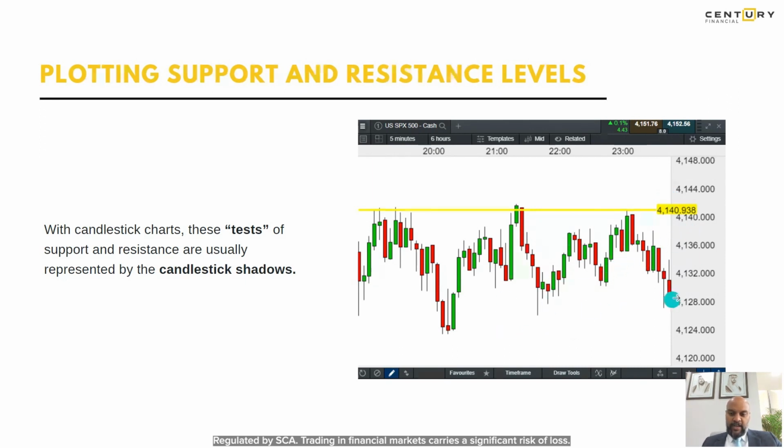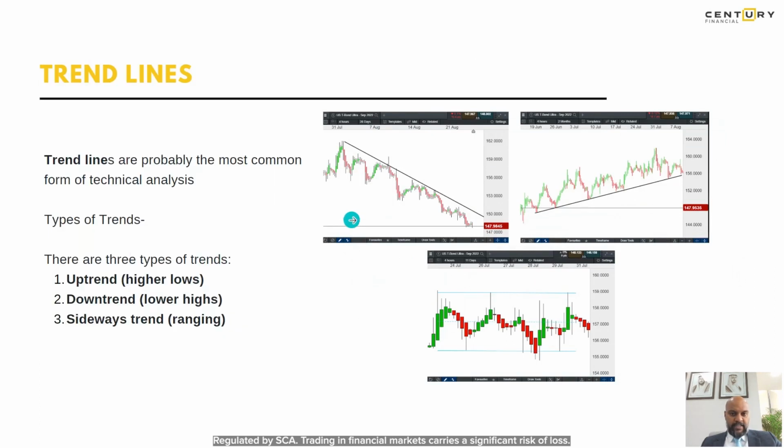Whereas people can look at supports on the lower level. Every time it has come down to 4128, you see the prices pretty much have bounced back from here. Now these are levels where you could trade in a range. You buy it at support, you exit at resistance. Let's look at different support and resistance.